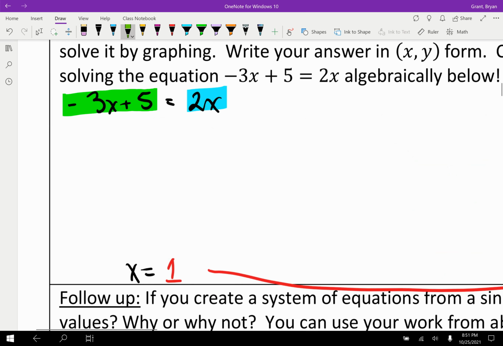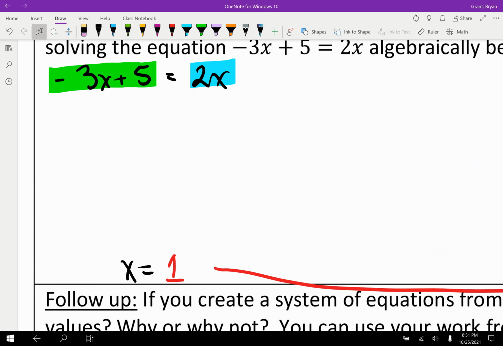I think adding 3x to both sides is actually the most efficient way to do it, so I'm going to go the other way around. I'm going to actually subtract 2x from both sides just because some of my students did this, and I wanted to make sure you would know how to work it in case you went this direction. Negative 3x minus 2 more x's is negative 5x plus 5.